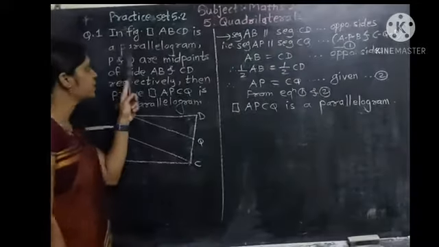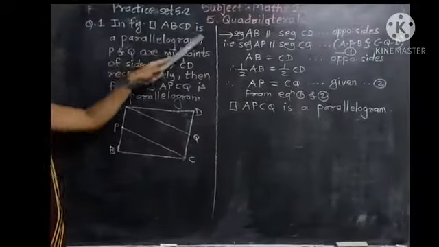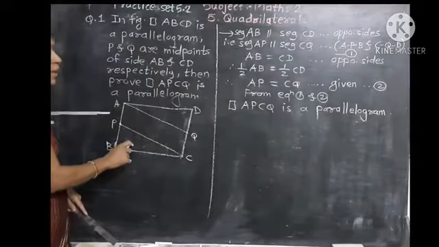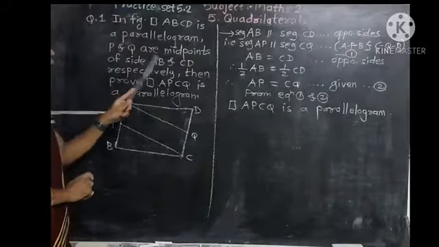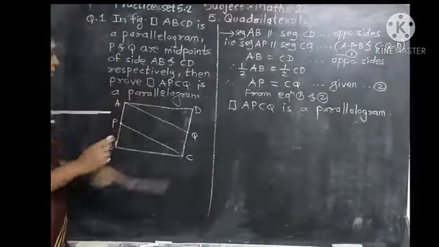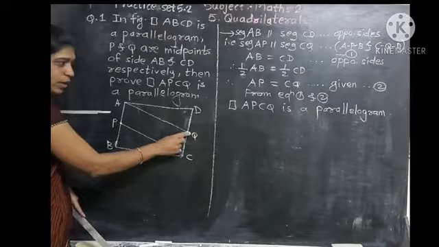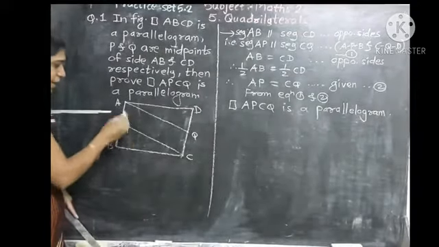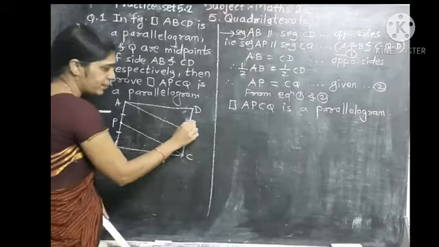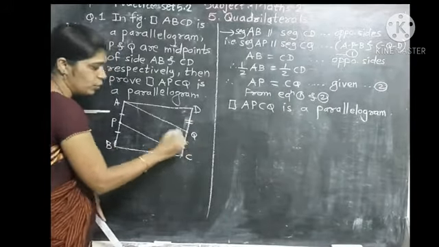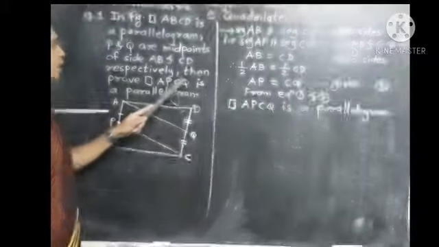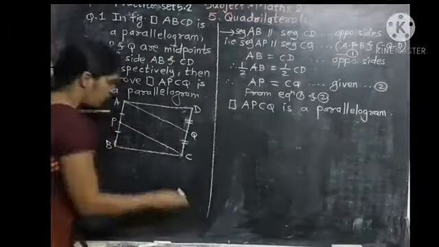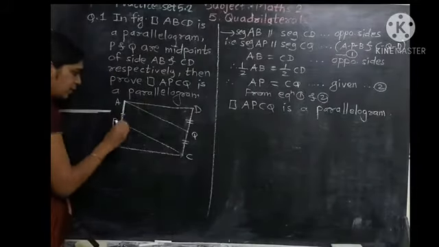So let's take the first example. In the figure, quadrilateral ABCD is a parallelogram. ABCD is a given parallelogram. P and Q are midpoints of sides AB and CD. This means P and Q are midpoints of AB and CD, so AP is equal to PB and DQ is equal to QC. Then prove that quadrilateral APQC. See where is the quadrilateral APQC? This is it.